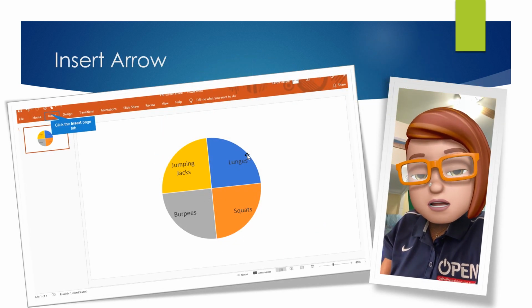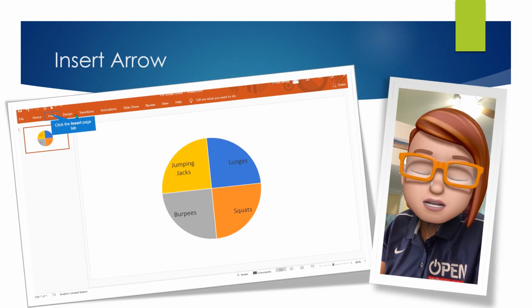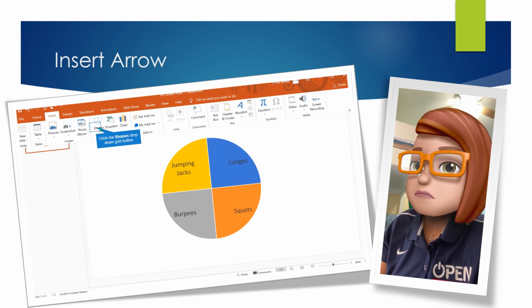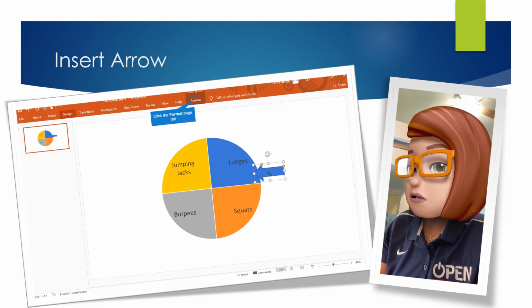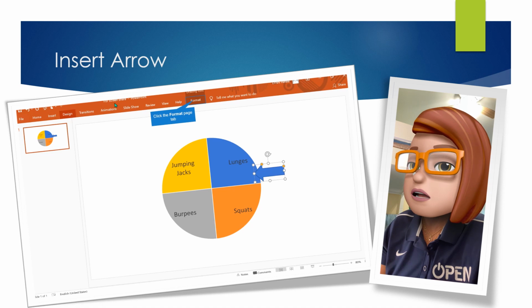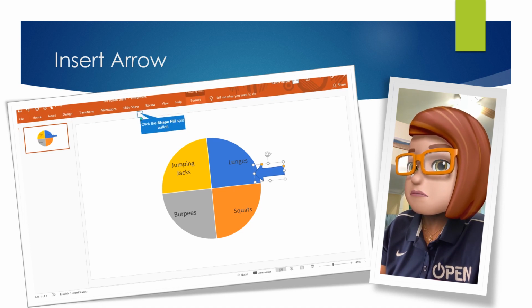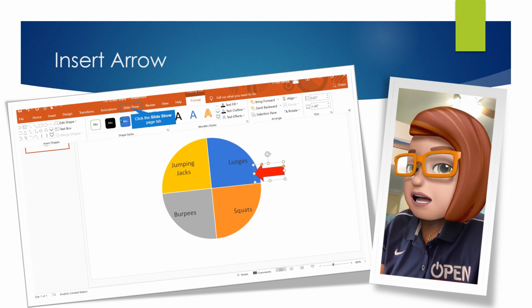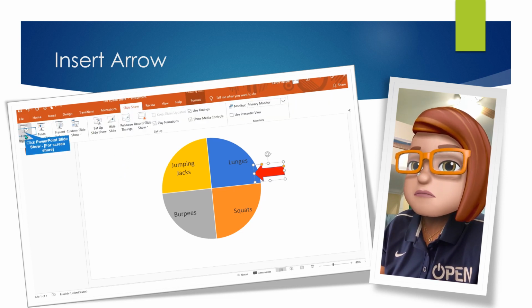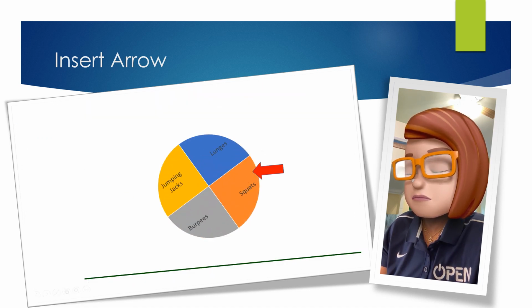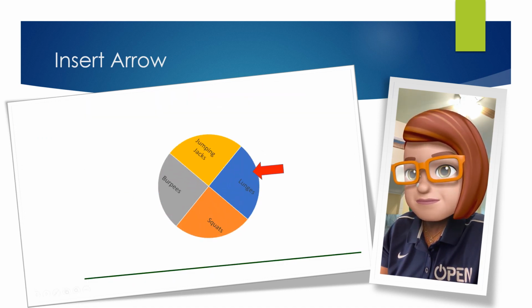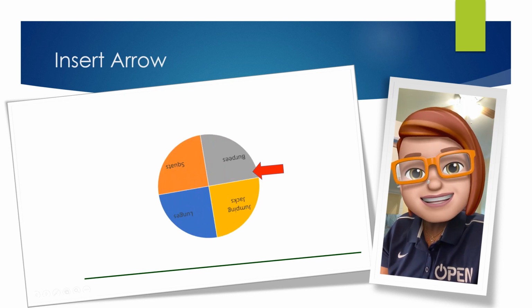So your spinning wheel works, and all you have to do now is add a pointer. So go to insert, go to shapes, get yourself an arrow, put your arrow in. I'm going to change my color. And we'll go to slideshow. And we'll do our burpees.